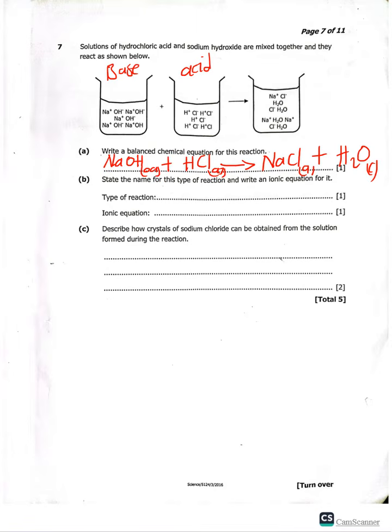So this one will give us a balanced equation. Now let's look at question B. State the name for this type of reaction and write an ionic equation for it. So type of reaction, the reaction between base and acid, and we can see that the base is strong and the acid is also strong. So we are looking at the reaction between a strong base and a strong acid. So this is a neutralization.